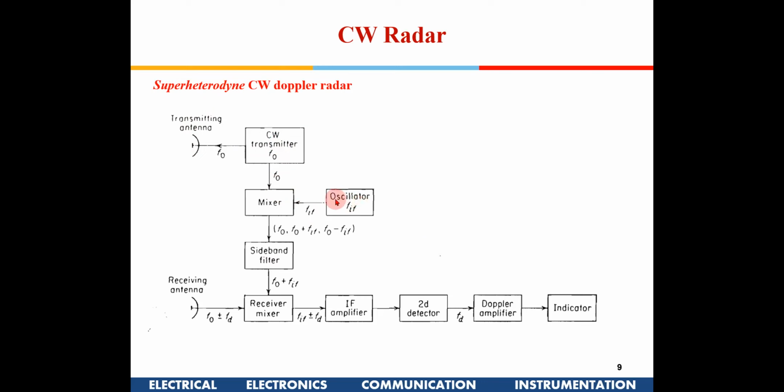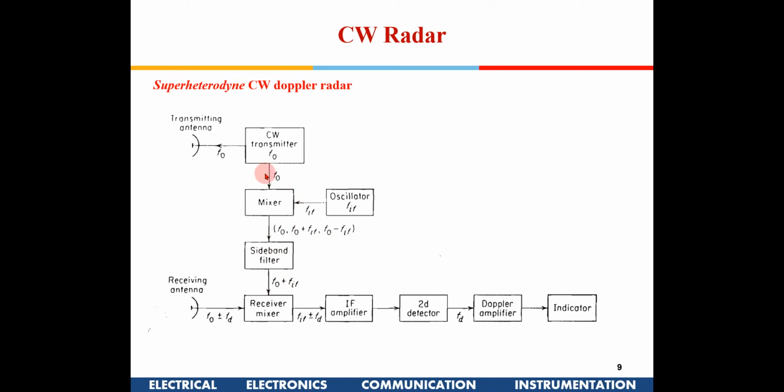Now what is being done in a superheterodyne CW Doppler radar is, you have an additional oscillator which is oscillating at an IF frequency. So you have an IF amplifier inserted in between. Say it could be 500 kilohertz, so this is going to generate 500 kilohertz. A portion of the transmitting frequency is coming to the mixer. It is beating with the local oscillator frequency here, and then you select one of the sidebands. So the transmitting frequency plus the IF, that is what you get here.